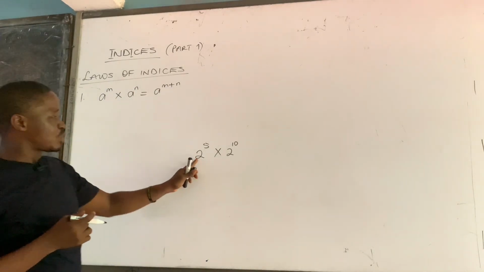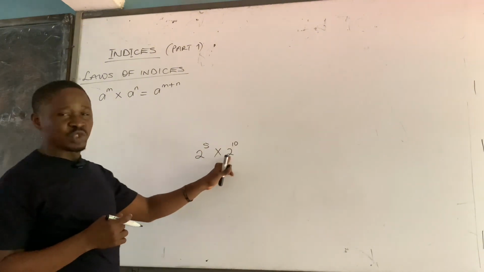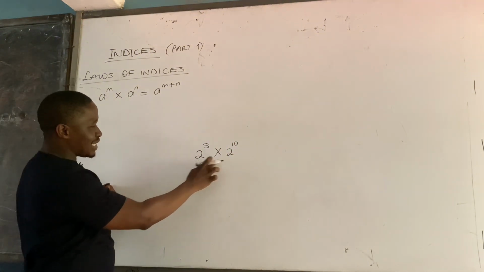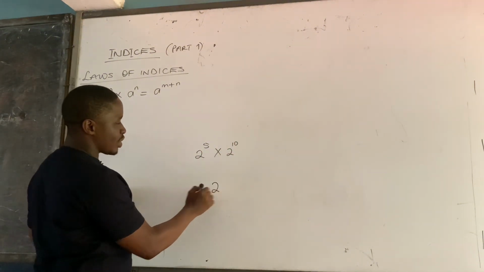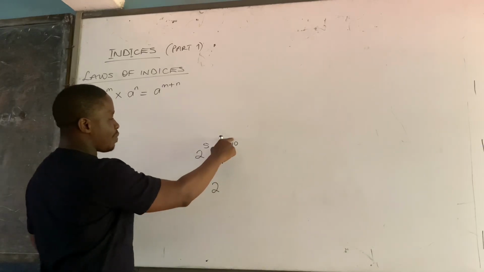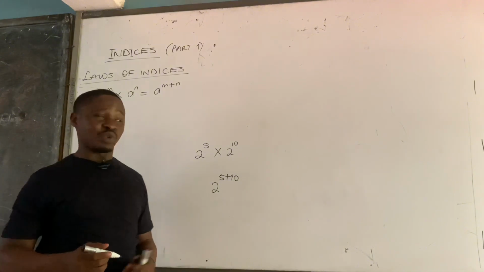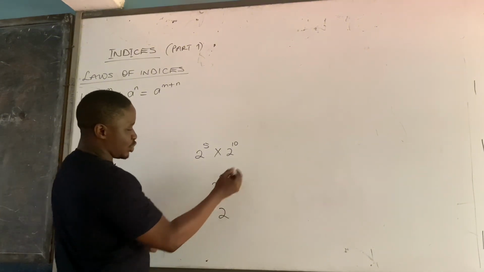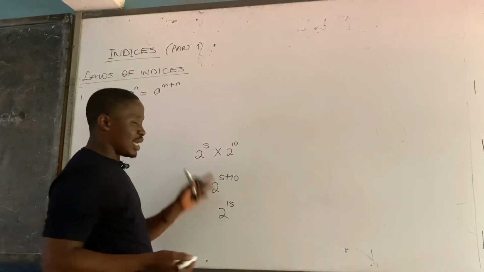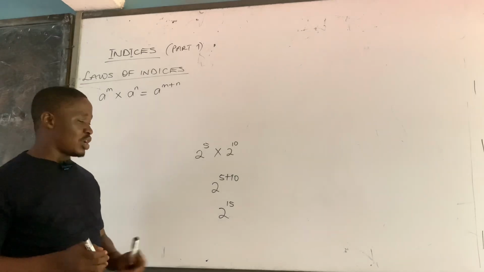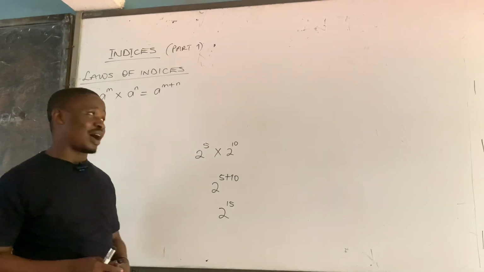Like this one, if you have 2 to the power of 5 multiplied by 2 to the power of 10, because the bases are the same, we take one. Because of multiplication, we add the powers. Then we say 2 plus 10. So this is what we get. So now finally you can say 2 to the power of 15. Then you determine using your calculator what is 2 to the 15th power.